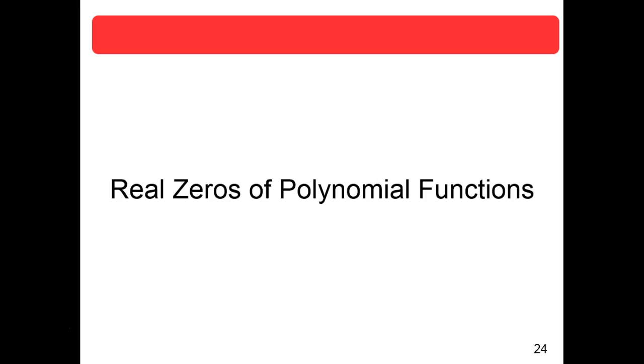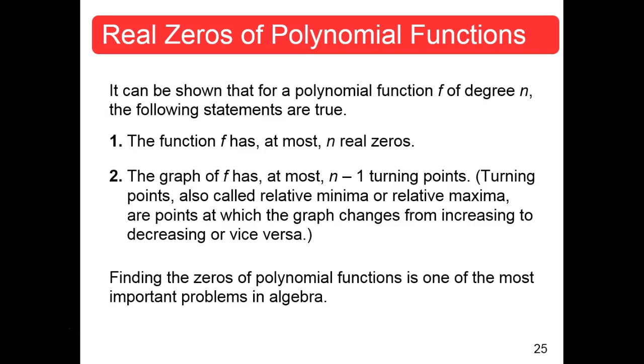Okay. So, real zeros of polynomial functions. It can be shown, hopefully we won't have to show it, that for a polynomial function of degree n, the following statements are true. The function f has at most n real zeros. It may have fewer, but the most it can have is n. That's what we were just pointing out in the other graphs. Secondly, the graph of f has at most n minus 1 turning points. And that's what we pointed out before too. Turning points are also called relative minima if they're turning at the bottom, or relative maxima if they're turning at the top. And they are points at which the graph changes from increasing to decreasing, or decreasing to increasing.